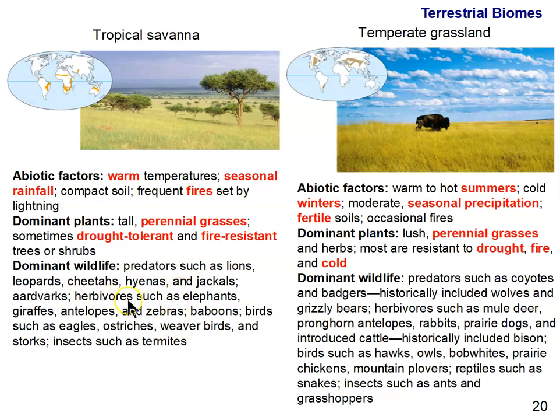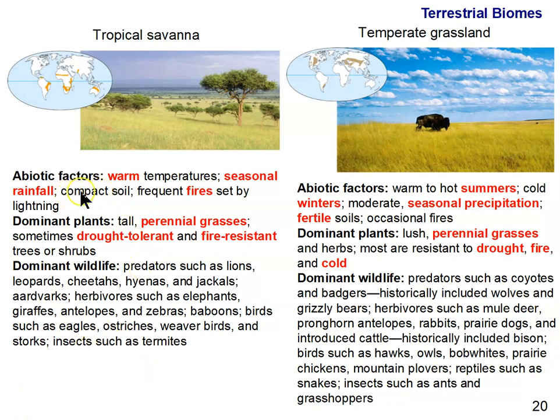When you think of the wildlife in the tropical savanna, think Lion King, right? Because that's what's there. But grass is the basic food for the herbivores, or the primary consumers. In the temperate grassland, same thing, herbivores, and then there are carnivores like wolves, for example, that will be hunting the herbivores.